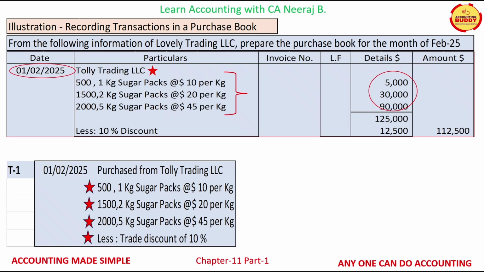The total value of the goods purchased is also mentioned in the details column, which in this illustration comes to $125,000. The trade discount of 10% allowed will be mentioned in the particulars column, and the value of the discount of $12,500 in the details column just below the total value of the purchases. Net value of purchases, that is $112,500 after deducting the trade discount, will be mentioned in the amounts column.